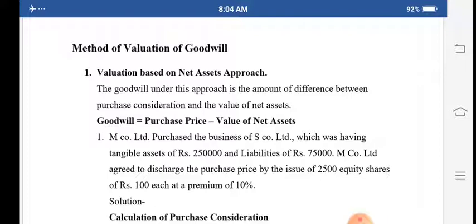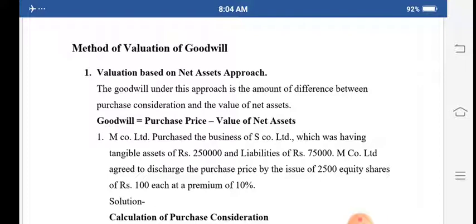Now how to calculate the goodwill under this net asset approach? Just see the formula. Goodwill is equal to purchase price minus value of net assets. Purchase price minus value of net assets. With the help of this formula we have to solve the problems on valuation based on the net asset approach.